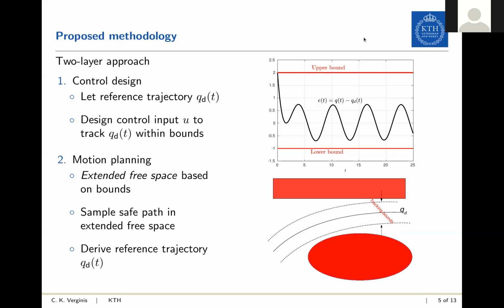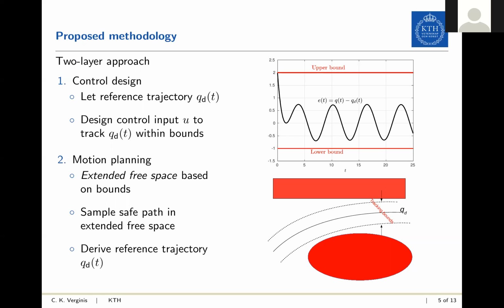As shown in the picture here, given these upper and lower bounds, what we want to do is force the system state Q to track the desired reference trajectory QD within these bounds. Here you can see that the error or difference stays in this funnel formed by the upper and lower bound. Next, we aim to use these bounds to create a new extended free space to be used in the motion planning algorithm.